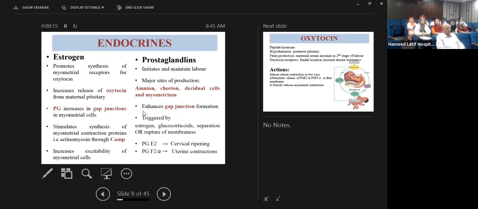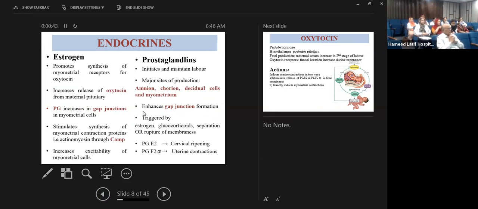Now the main hormones that participate in the initiation of labor are estrogen, progesterone, prostaglandins, and oxytocin. The estrogen promotes the synthesis of myometrial receptors for oxytocin and increases the release of oxytocin from the maternal pituitary. Prostaglandin increases gap junctions in the myometrial cells, and there is increased synthesis of myometrial contractile proteins through CAM. Prostaglandins initiate and maintain labor.